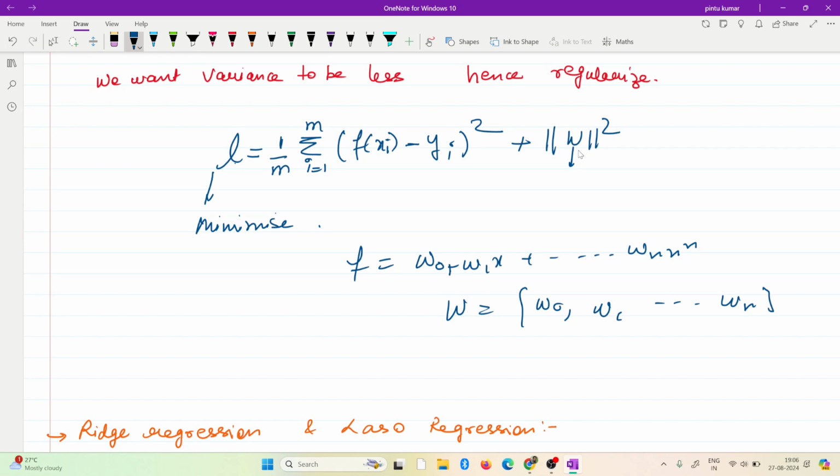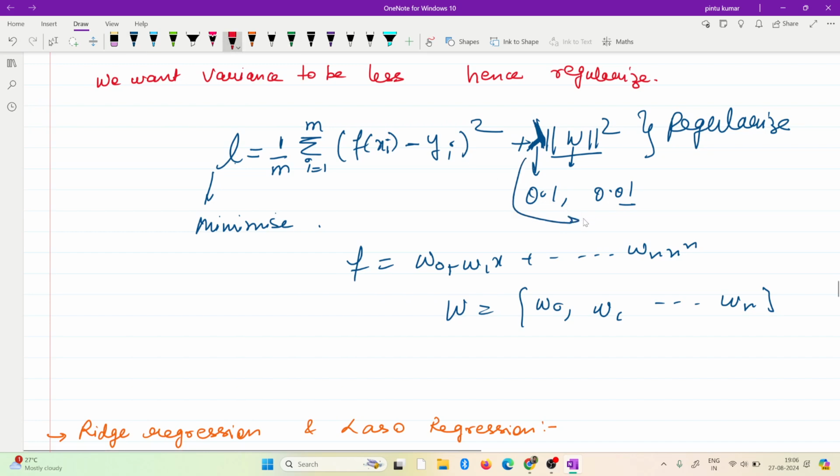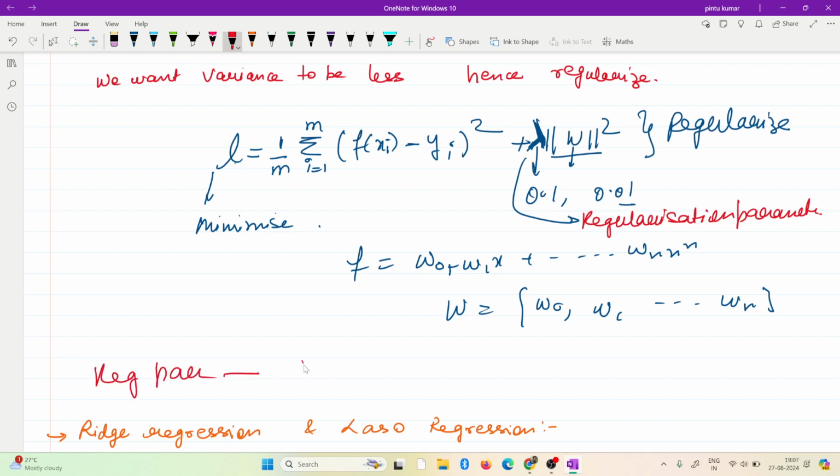Including this term is how we regularize, right? And we also have a parameter lambda that we multiply. It's not just the norm, but it is multiplied with some parameter. This parameter is generally, let's say, 0.1 or 0.01. This parameter is known as the regularization parameter, and this regularization parameter is a hyperparameter.